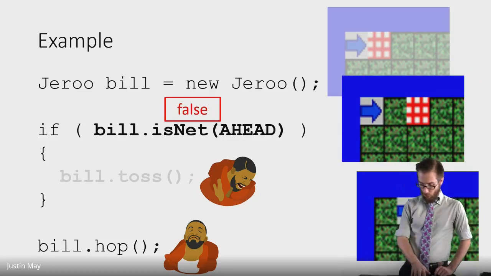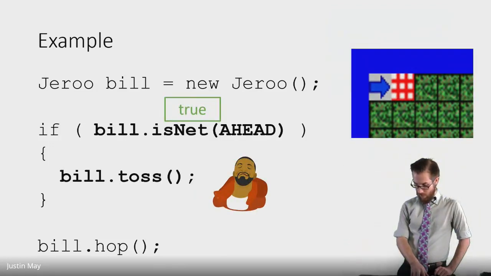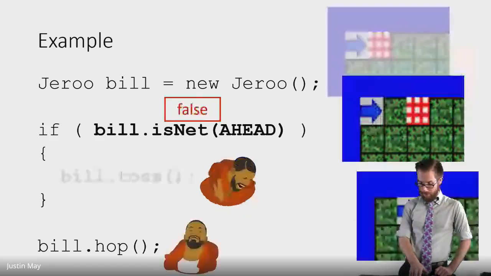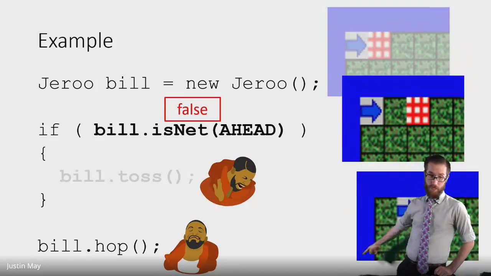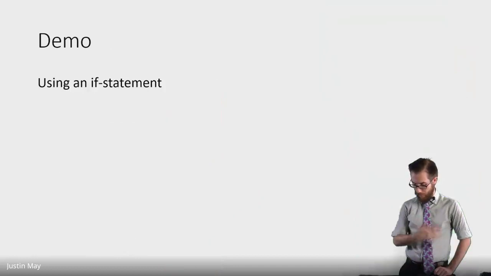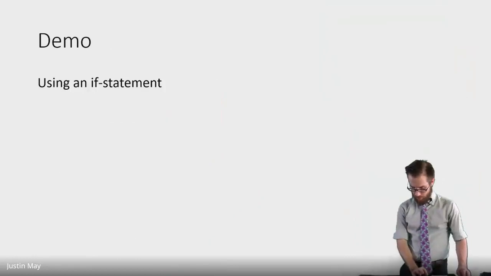Okay, so Bill would always hop. When it's true, he tosses and then hops. When it's false, he just hops. And I'm going to show you this outside of the slides here.